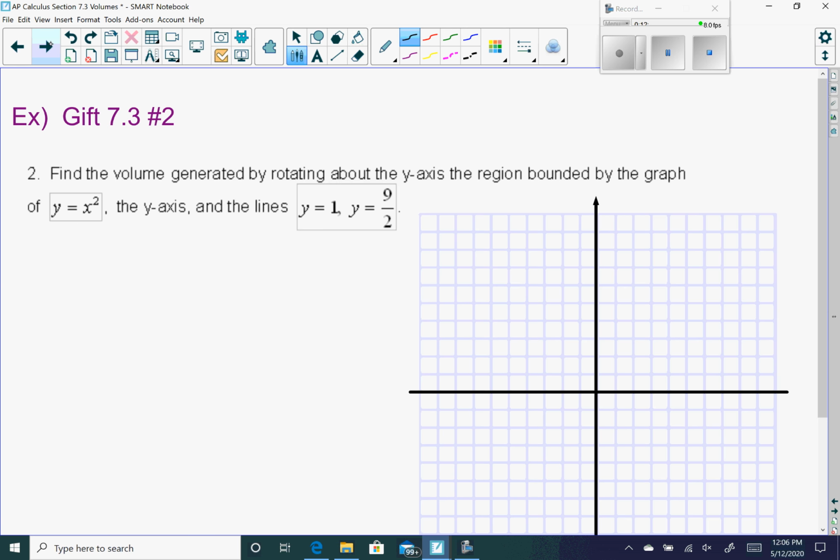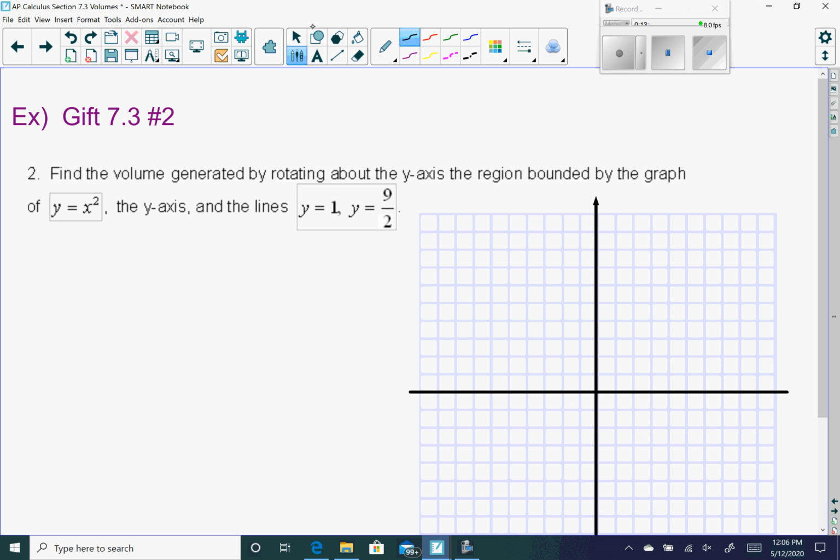That's the part that's going to change, and it's all based on the graph that we're looking at. All right, so let's try one more example. This is number 2 off of the gift that I'll give you here shortly. We want to find the volume generated by rotating again, well, this time it's about the y-axis, the region bounded by the graph of y equals x squared, the y-axis and the lines y equals 1 and y equals 9/2. So right now, pause the video, go ahead and graph y equals x squared.